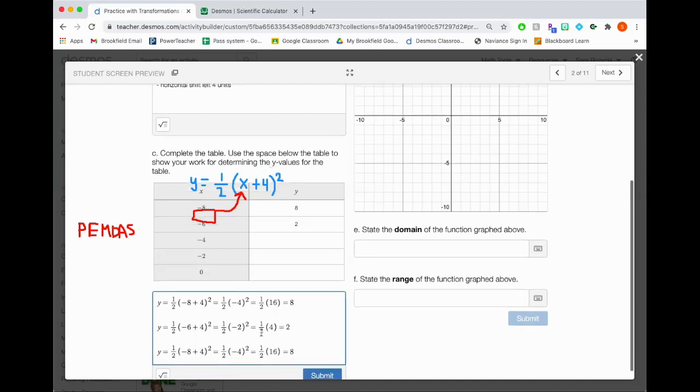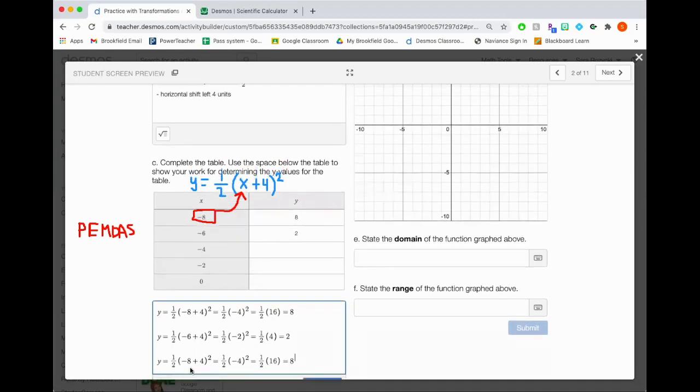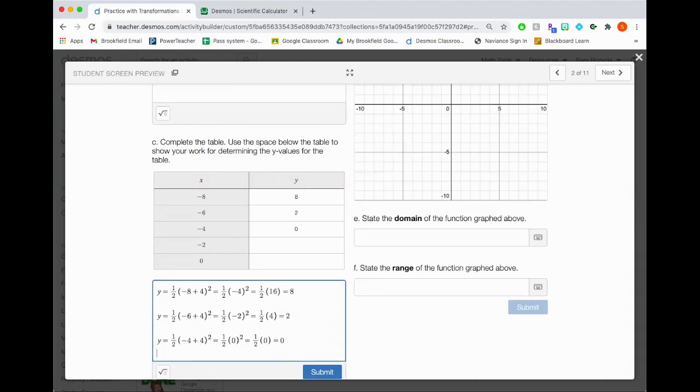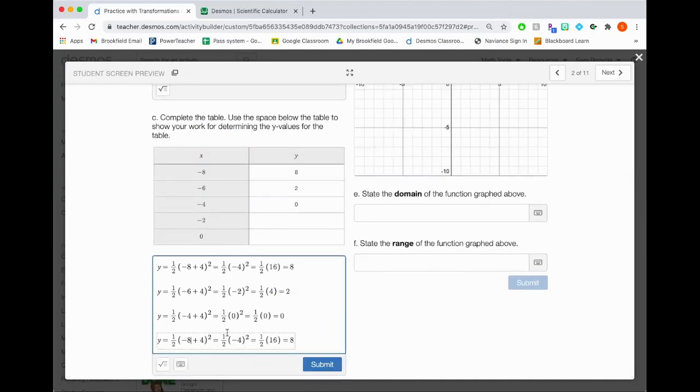Keep going. So I'm going to plug in -4. -4 plus 4 is 0. 0 squared is 0. 1/2 times 0 is 0. And I'm going to clear this drawing stuff out of my way so I can scroll down. So now I'm going to sub in -2. Again, copy and paste makes it a lot faster.